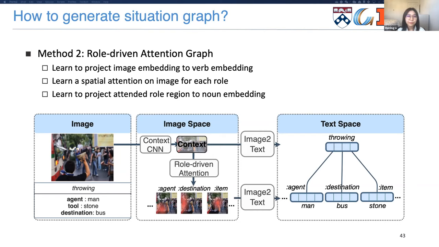In order to solve this problem, we propose the role-driven attention graph. Here we apply an attention mechanism to localize each argument role in the image. And then each entity has a localized feature vector. We can project this feature vector into word space. This method increases the recall by extracting arguments that are not covered by the object detector, such as stones and bomb, so it can cover more objects. But the drawback is that it cannot generate precise bounding boxes.